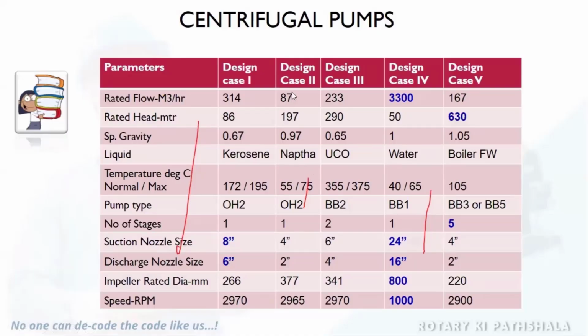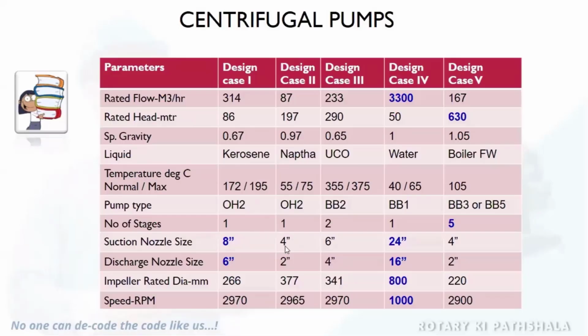Okay. Now take the second design case. Here the flow is drastically reduced, almost 25% of this value, whereas the head is almost double. But still, the pump type is OH2, which is a single stage. It means the OH2 pump can handle this combination of flow and head with the same configuration.